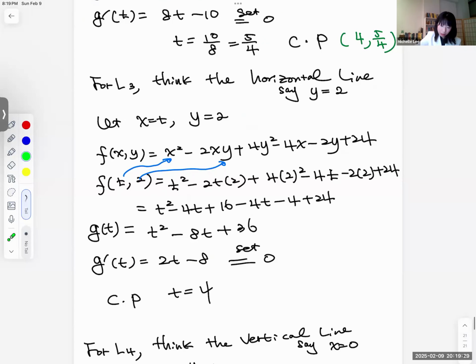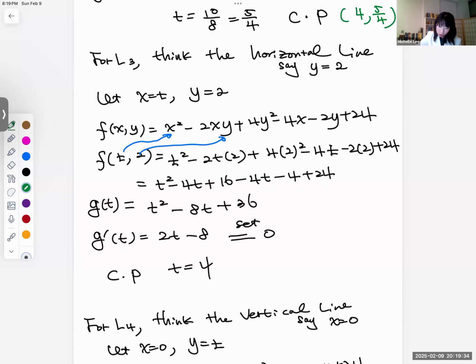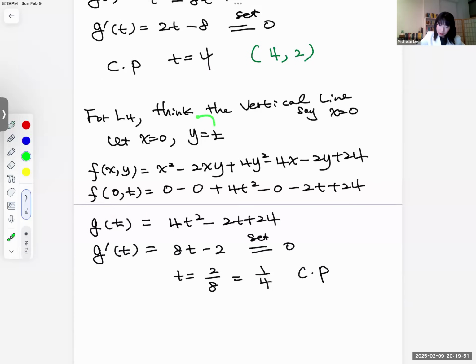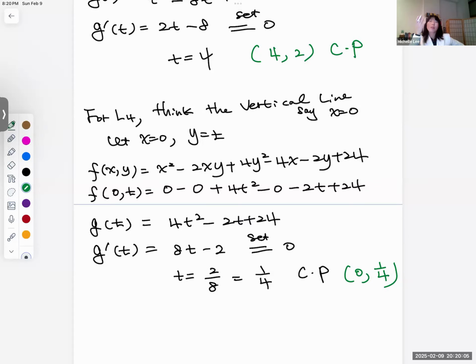And we have line 3, t equals 4. Which one has the t? x equals t. So, no, 4 and 2. Sorry about that. 4 and 2. And then line 4, which one has t? y equals t. So 0, 1 over 4, right? 0, 1 over 4. Critical point. Okay, so let's evaluate all the critical points and vertices.